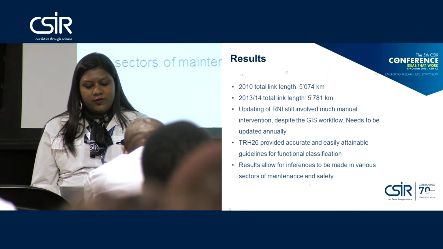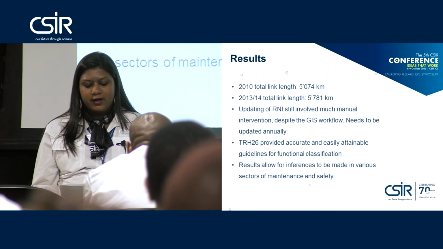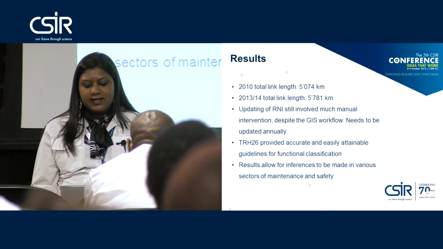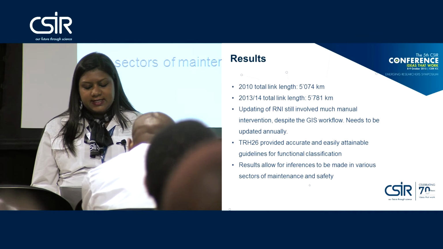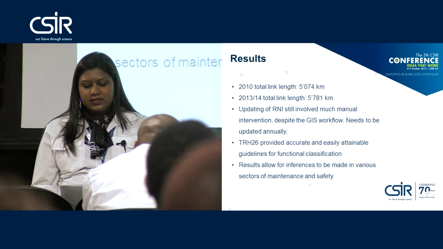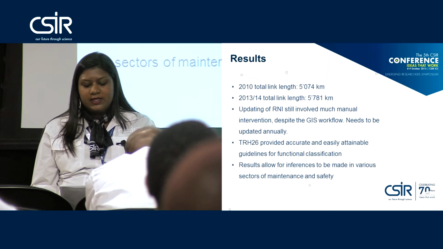The GIS workflow developed, accompanied by the TRH-26, allowed for a systematic approach to upgrading the provincial RNI whilst providing clear-cut decision-making rules for the classification process. In certain instances, the road classification differed from link to link if the function changed from rural to urban or vice versa, but this was accounted for as well in the guidelines.